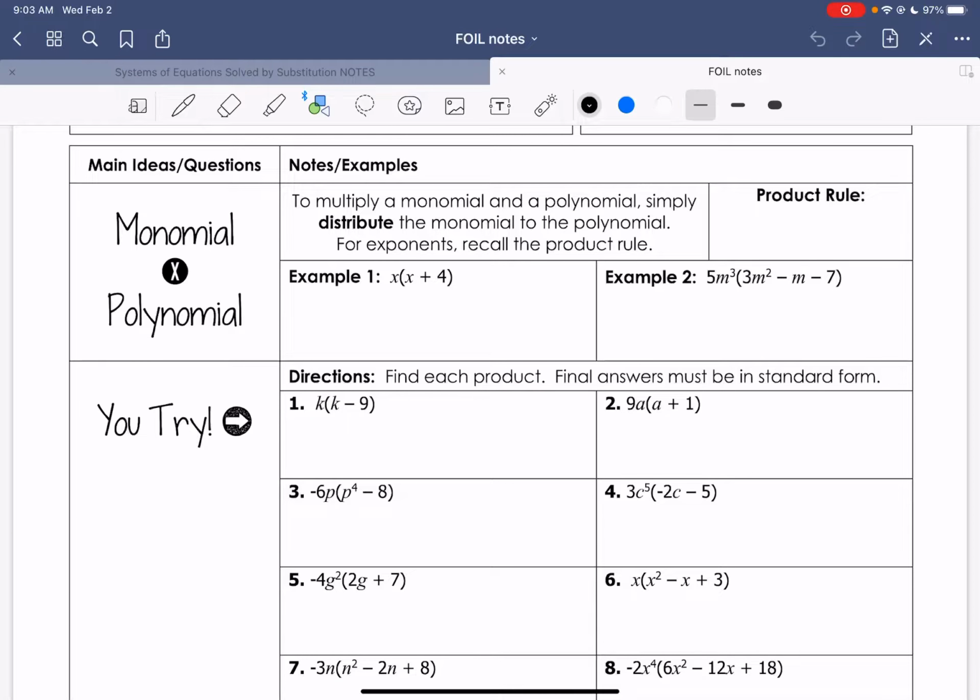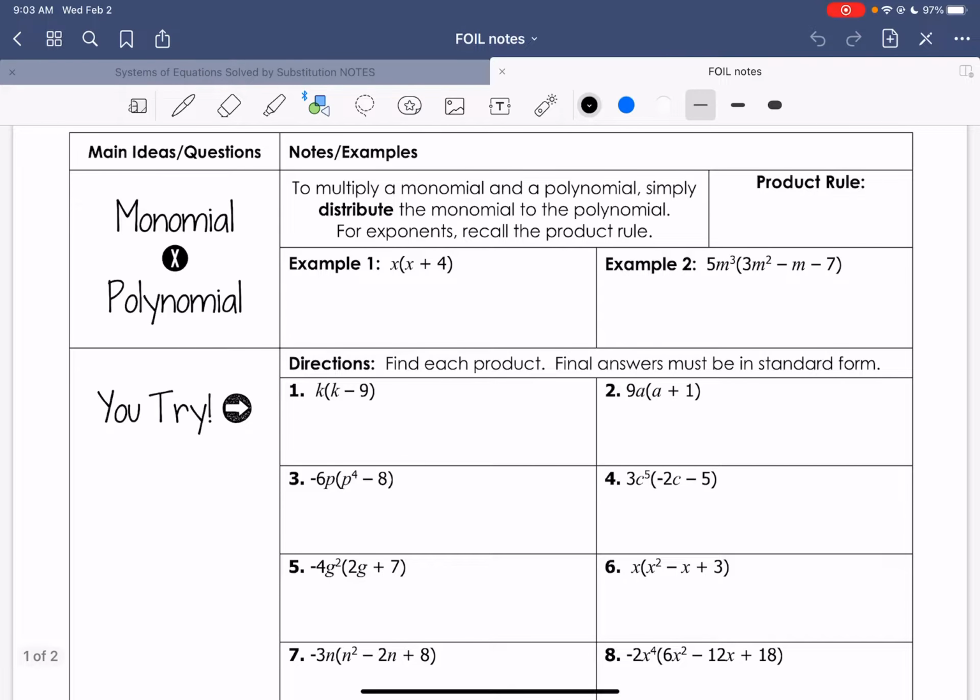Okay, we're going to look at multiplying monomials times polynomials, which may seem a little bit familiar, but we'll walk through it here now. So the first thing we're going to say is to multiply a monomial and a polynomial, simply distribute the monomial to the polynomial, and for exponents, recall the product rule, which I will write here.